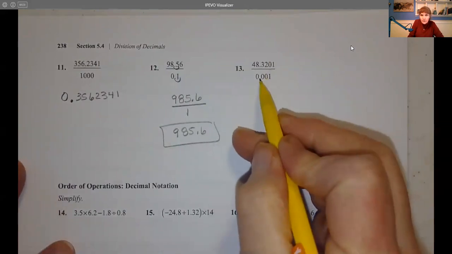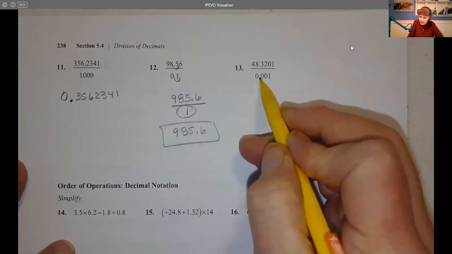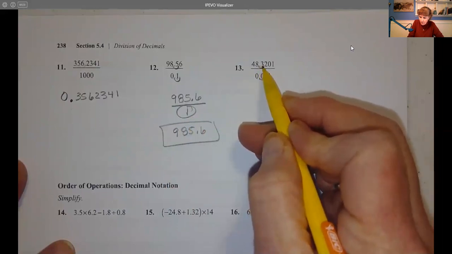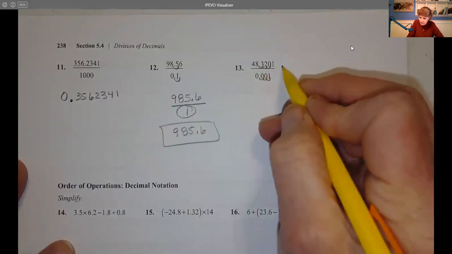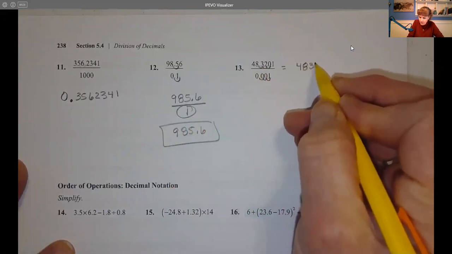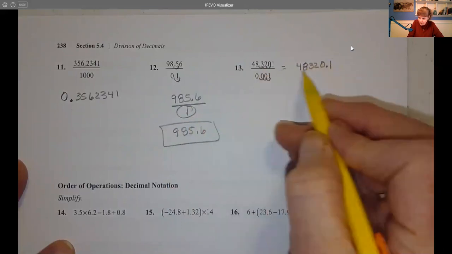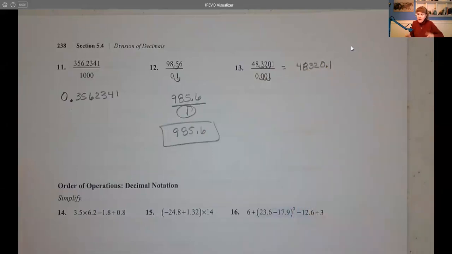So again, here you want a 1 underneath, and then you can just drop it. So you're going to move the decimal 1, 2, 3. So you'll move it 1, 2, 3. So now you have a 1. So your answer is 4. Let me write it out. 8320.1. So I started the 48 after the 8, and I moved it over 1, 2, 3. So now you have 48,320.1, or 48,320 and 1/10.